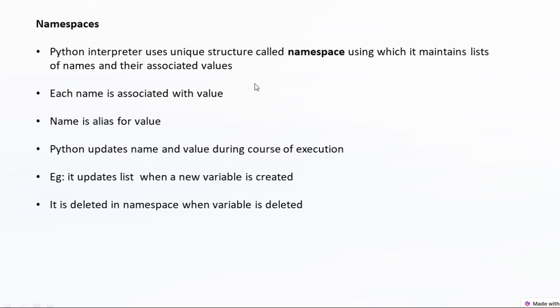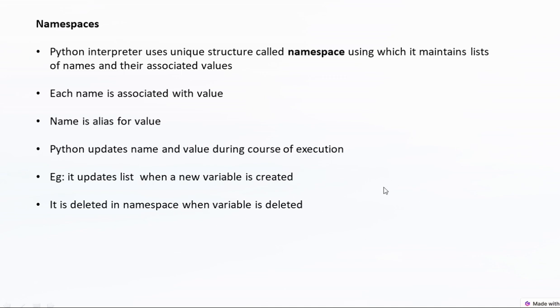Now, namespaces. The Python interpreter uses a unique structure called a namespace, where it maintains the list of the names and their associated values. Each name is an alias for a value. Python updates the names as well as the values during the course of execution. It updates the list when a new variable is created, and the entry is deleted from the namespace when the variable is deleted.